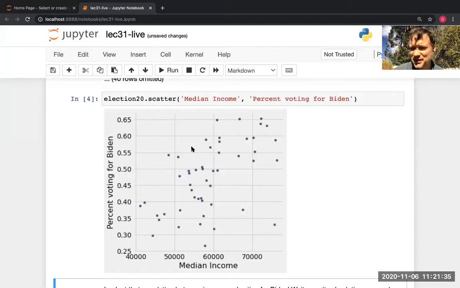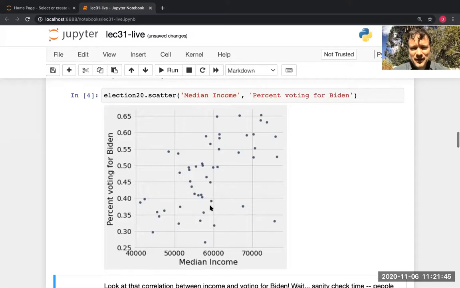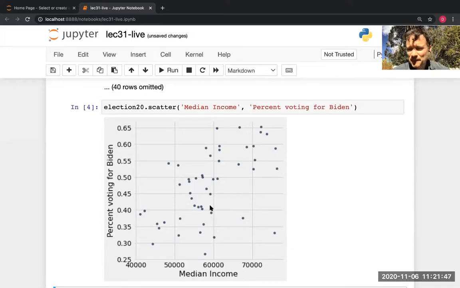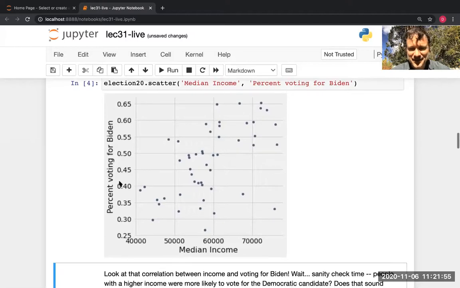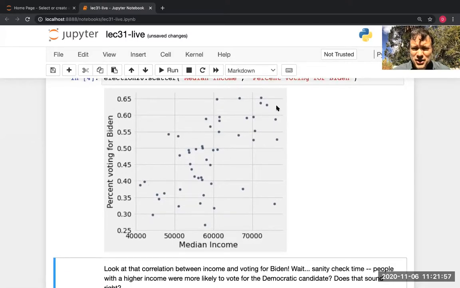Do you think there's an association here? Yeah, positive R, some kind of a weak association, some positive association. All right, yeah, so the interpretation here is, if we try to say it out loud, it looks like there's an association between median income and the percent who are voting for Biden in that state. That looks like a pretty good association, pretty good correlation there.